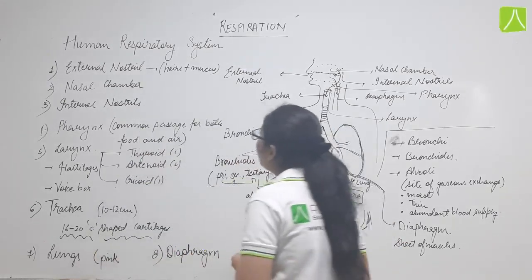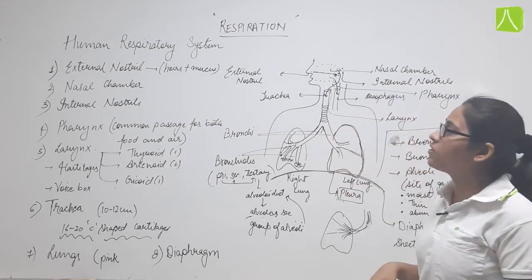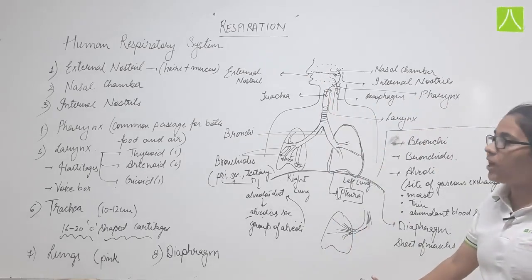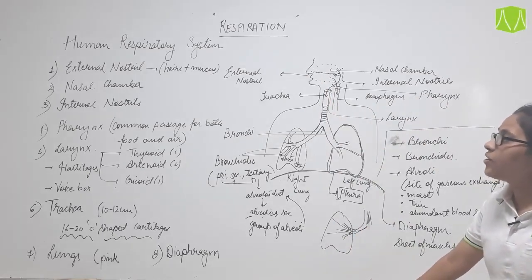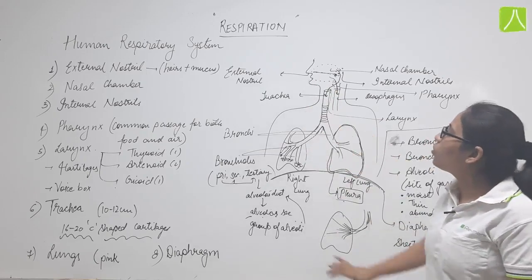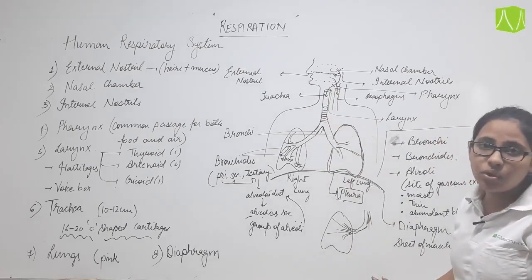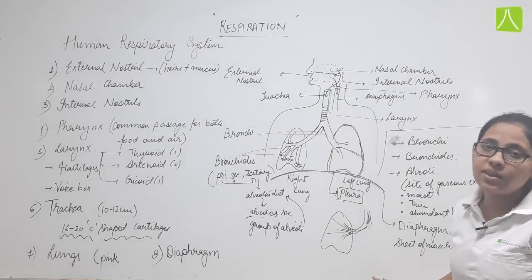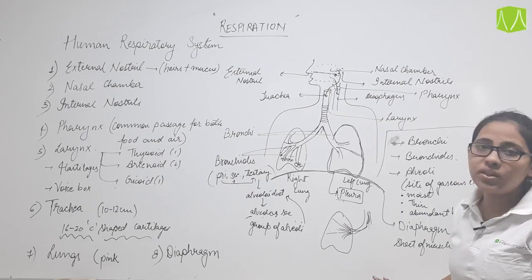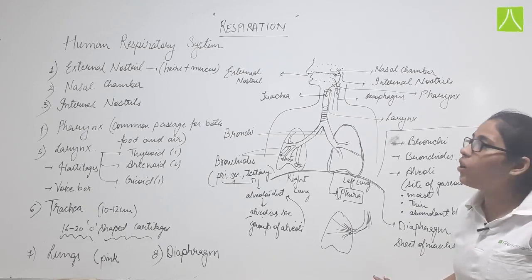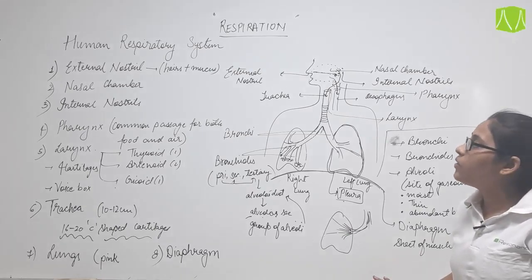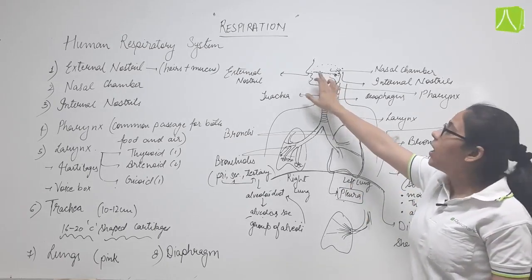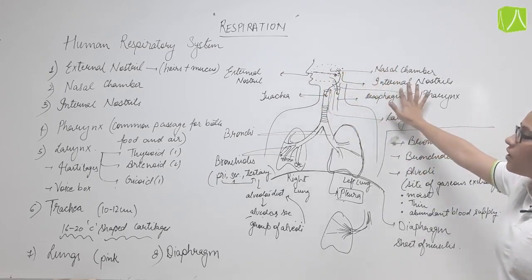So this is the human respiratory system, which consists of external nostrils, that is, the opening of the nose. I am repeating the complete system. The opening of the nose is known as the external nostrils. It has hairs and mucus which provide protection, as they entrap antigens as well as dust particles, and the mucus moistens the air entering the individual. After that the nasal chamber appears, and the nasal chamber opens into the internal nostrils.